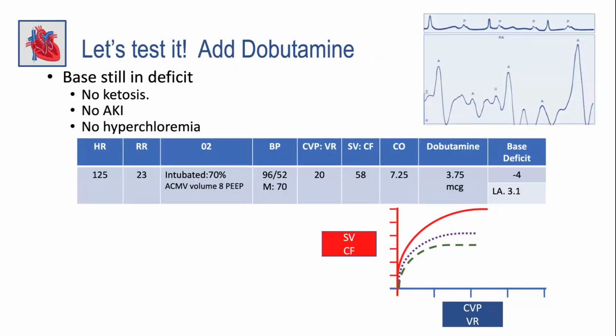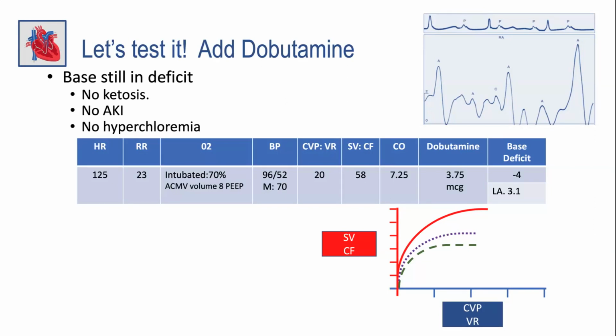So you're gonna give her a little bit more thrust. You're gonna give her some dobutamine, okay? Base is still in deficit, no ketosis, no AKI, no hyperchloremia. So that means it is lactic acidosis, and her lactic acid is 3.1. Her base deficit is -4.